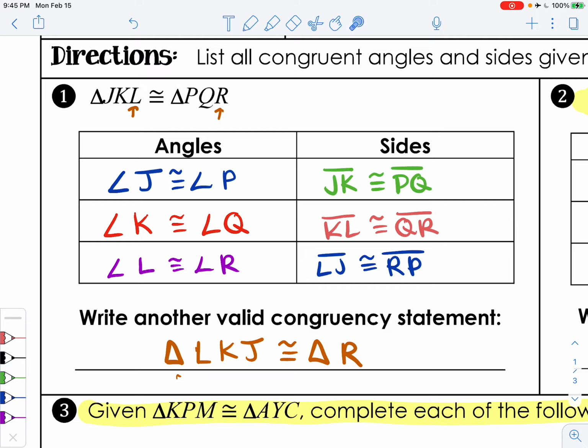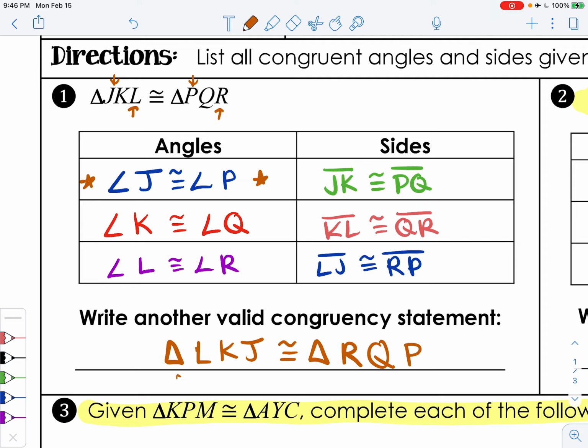Okay, what was corresponding with the letter K? Well, K is the middle letter in the first triangle, and Q is the middle letter in the second triangle. So it must be that K and Q go together. And the last one, J. Well, J was the first letter, and so was P. And also here, if you look at our angle congruency statements we wrote, we had already said that J and P were corresponding. So we can see how the last letter here, oh, I went to write J, should be P.